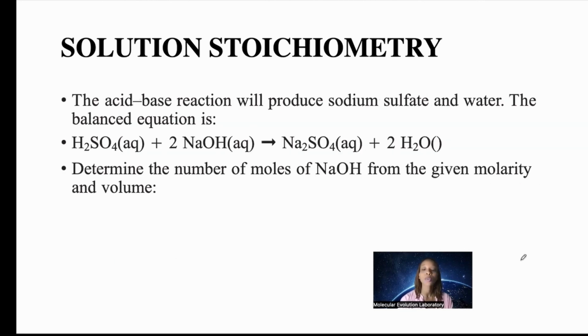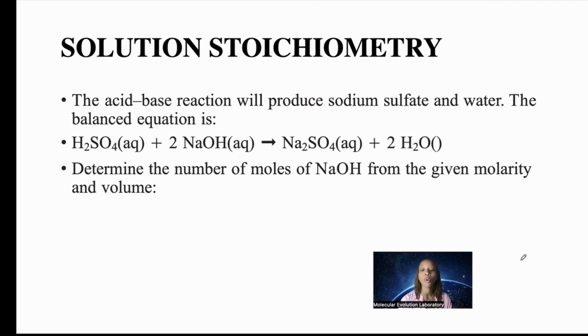The acid-base reaction will produce sodium sulfate and water. The balanced equation is here: H2SO4 in aqueous solution plus 2NaOH in aqueous solution. That basically gives us sodium sulfate and water, or Na2SO4 and water.